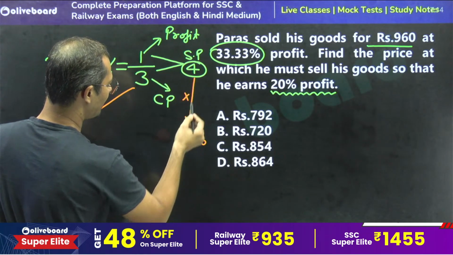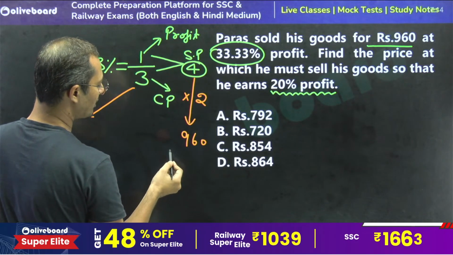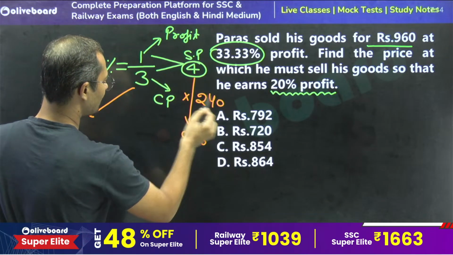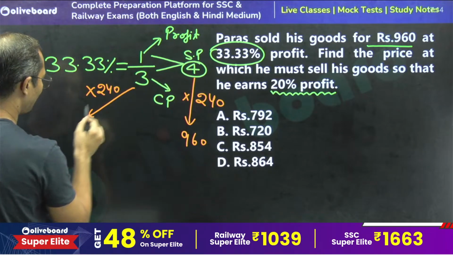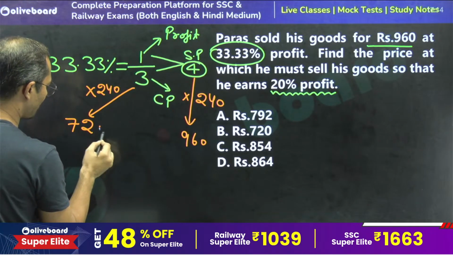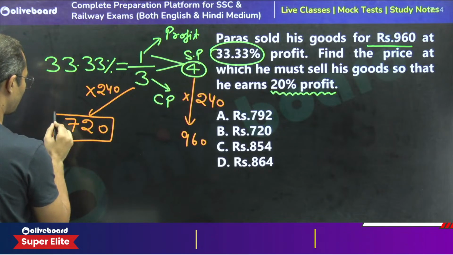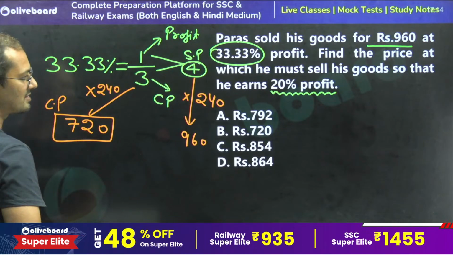So the value for 1 unit is equal to 4 2s are 8, 4 4s are 16, that is 240, right? So into 240. Is this clear? So we got 720, right? So we got 720. So this is the cost price.